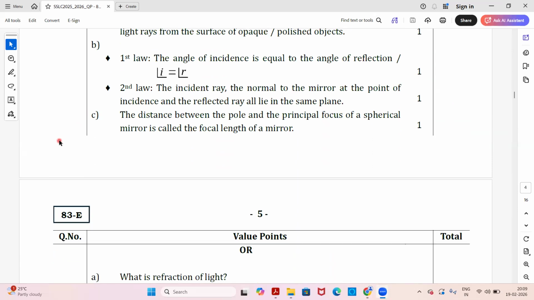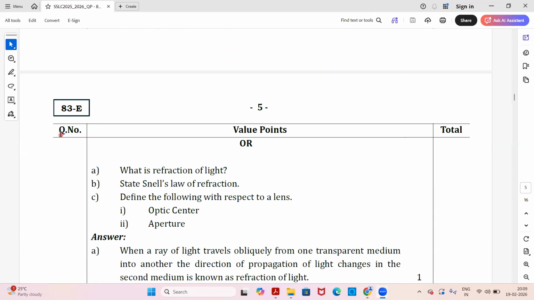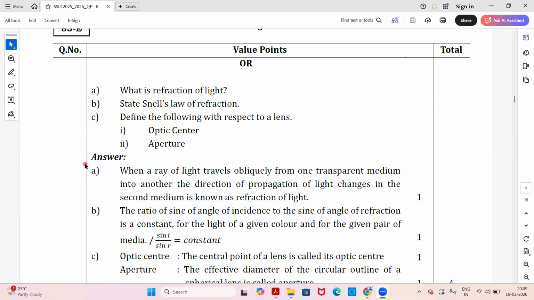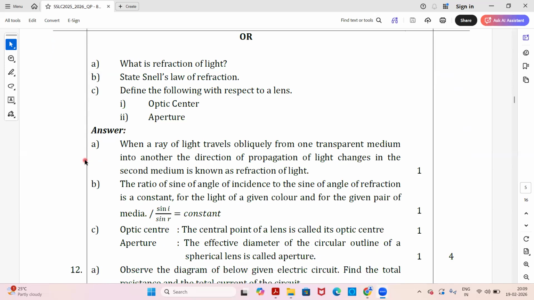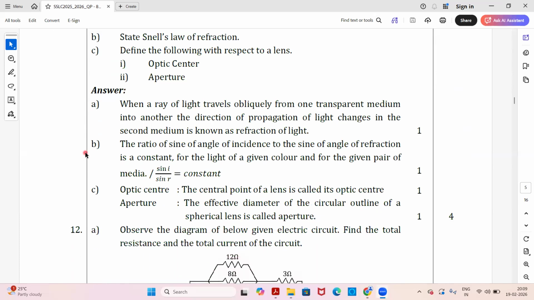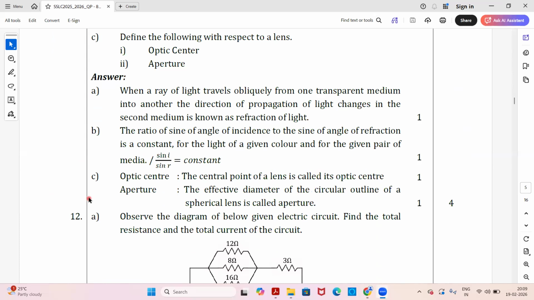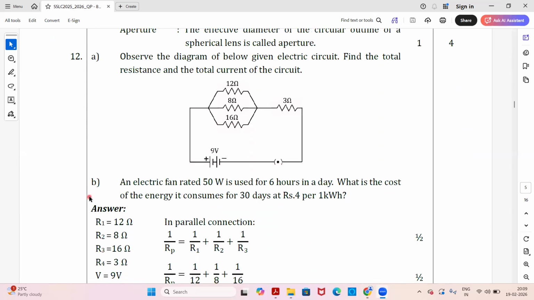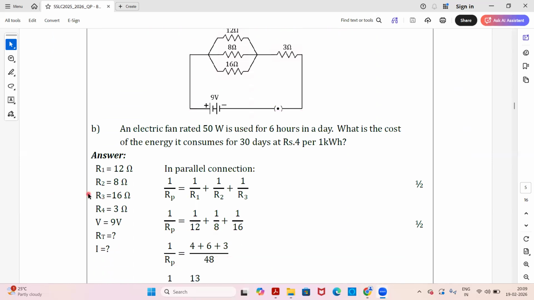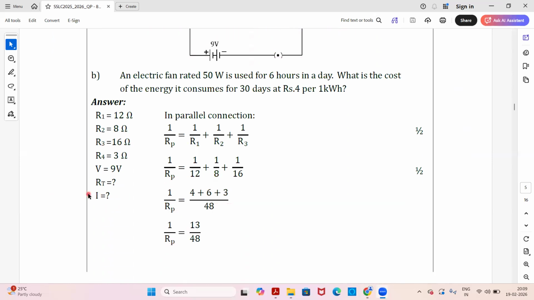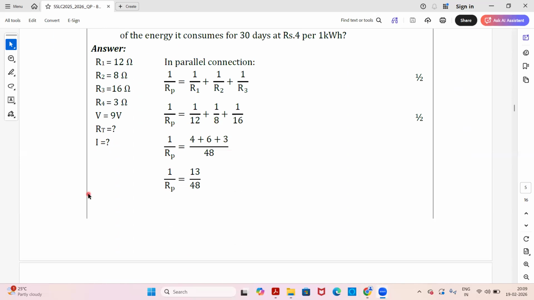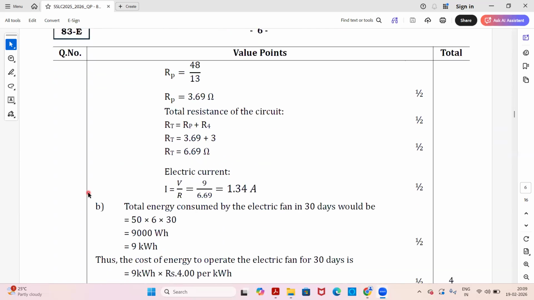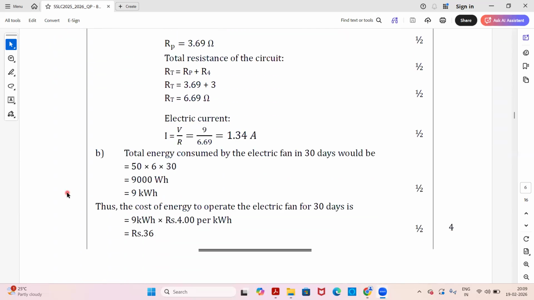Okay. You have an optional question for this also. You have ABC question, refraction of light, state Snell's law of refraction, then define the following. So you have A, B, and C answers which are given here. Then you have question 12A, observe the diagram, and question B, an electric fan. Okay, so then you have an answer for both of it over here. So see the steps, see the sums. You can take the screenshot or you can pause the video and you can check your answers.